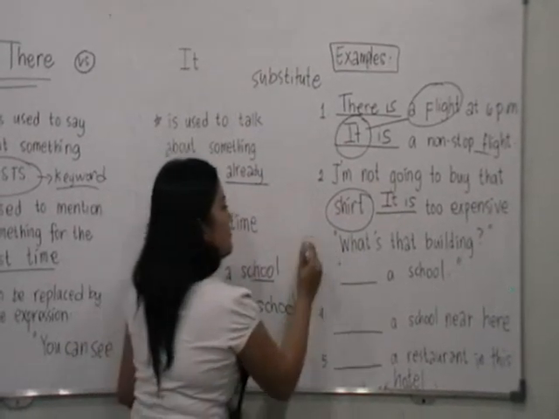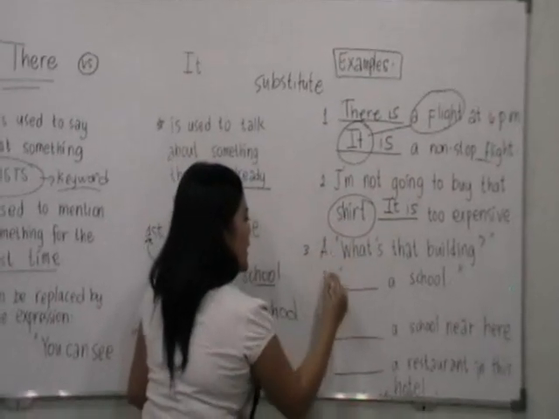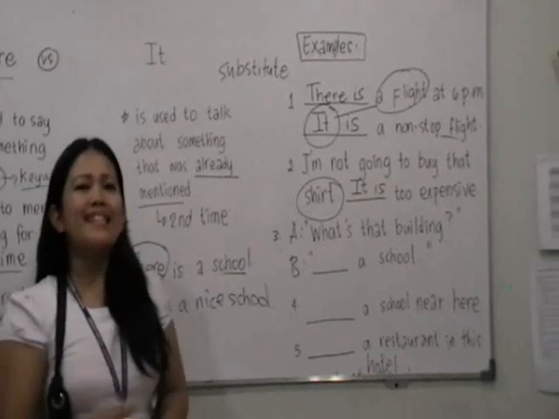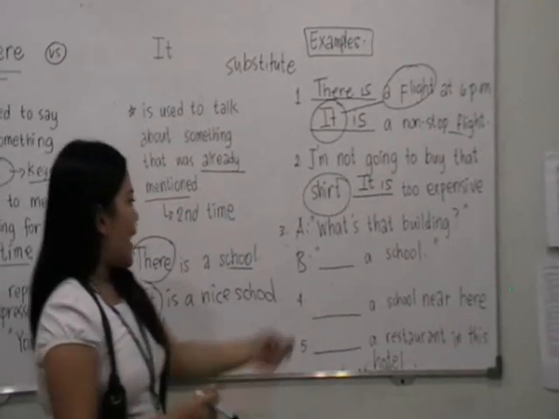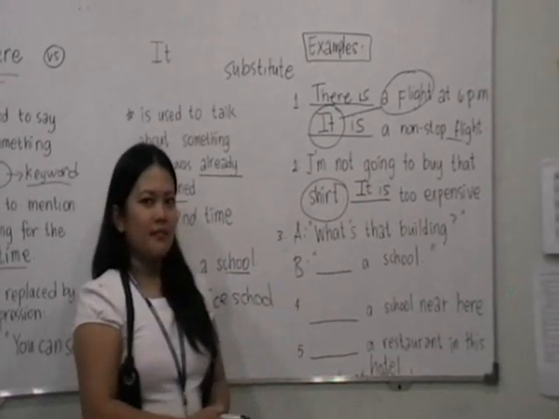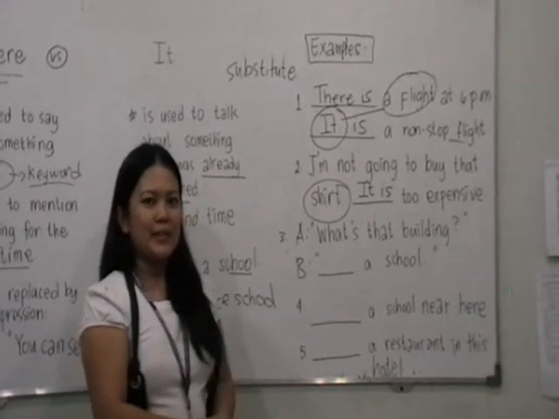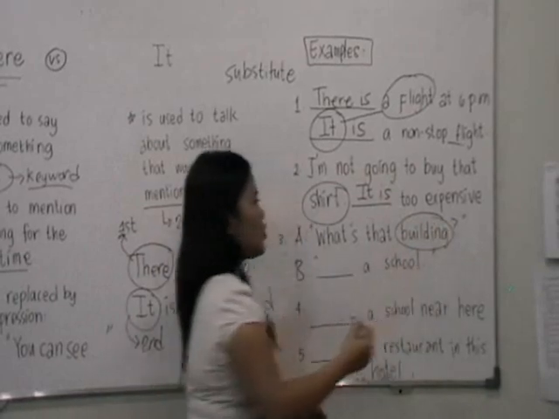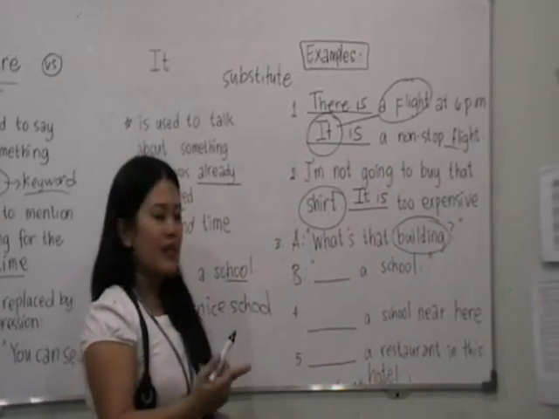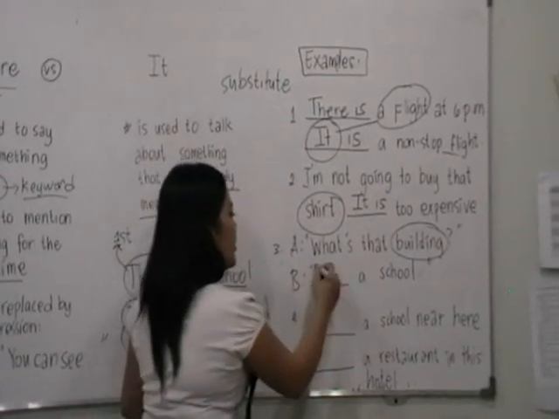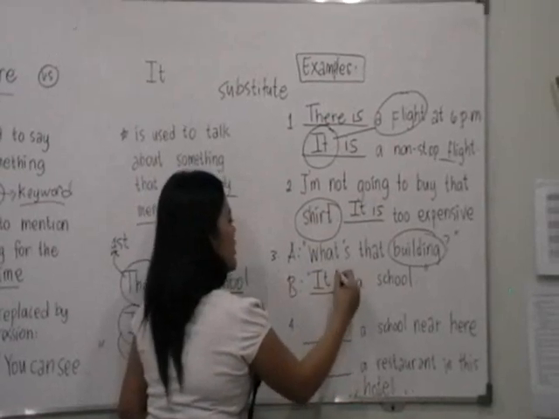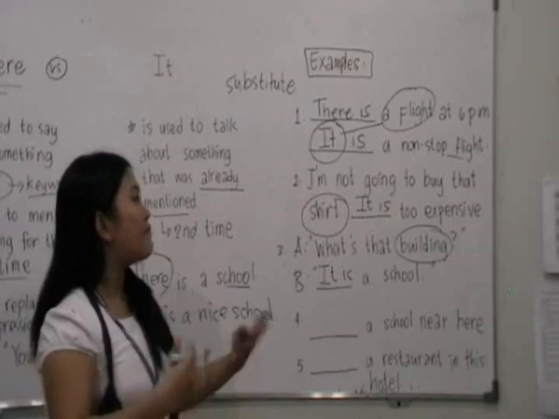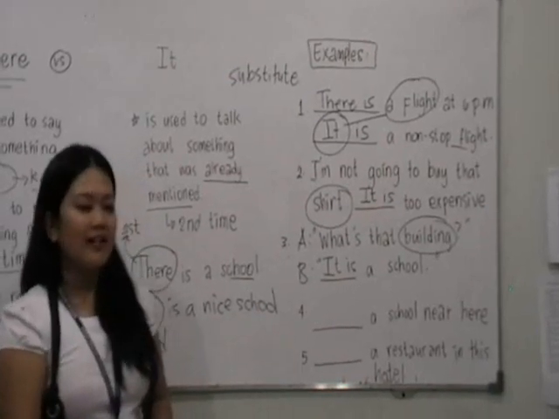Okay, let's go to number 3. Let's imagine this is person A and this is person B. Person A said, "What's that building?" And person B says, "There is a school," or "it is a school." Our noun here is building. So we already talked about it for the first time. Second time, of course, we will use it. What's that building? It is a school.